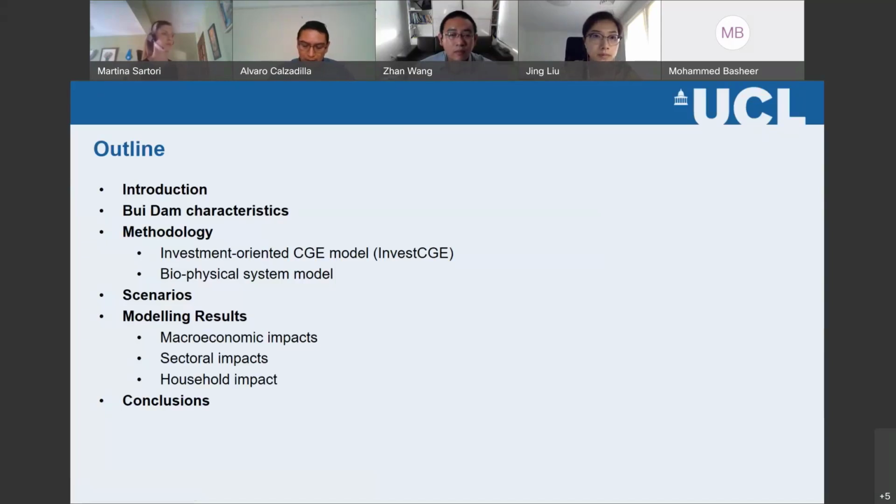And we basically consider in this framework all the phases that one of these projects has: the construction phase, the financing phase, and also the operation phase. So we want to assess the direct, indirect, and induced effects that this large project has. As a case study, we use the Bui Dam, and this is what I'm going to tell in a moment.